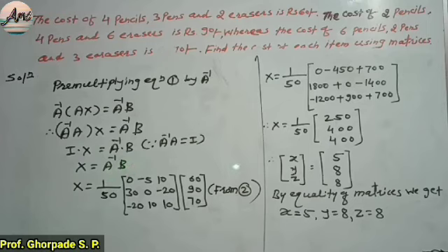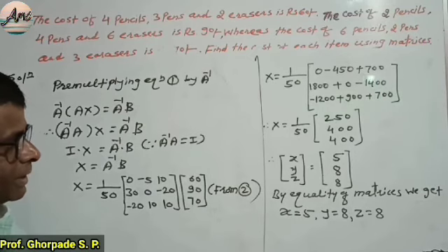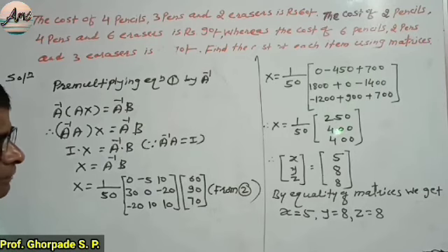Now from equation number 2, we replace the value of A inverse as 1 upon 50 into the matrix 0, minus 5, 10; 30, 0, minus 20; minus 20, 10, 10, into the matrix B. B is the column matrix consisting of the constant terms present in the right hand side of the given equations: 60, 90, 70. Now take the matrix multiplication of these two matrices. So 1 upon 50 into 0 minus 450 plus 700, which is 250. 1800 plus 0 minus 1400 is 400. And minus 1200 plus 900 plus 700 is 400.